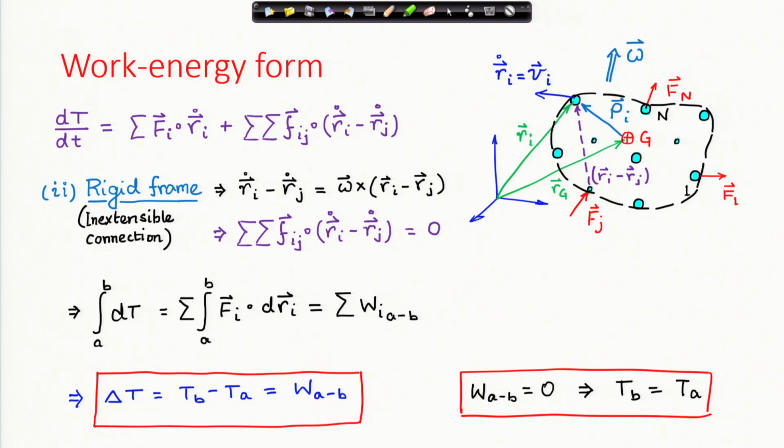Now, we have considered these two situations where the second term on the right hand side drops off, either there is no interaction or the particles are connected by a rigid frame. In that case, the second term drops off, but where is the second term relevant? This question naturally arises. This second term is relevant for flexible bodies, because for flexible bodies it is not guaranteed that the relative velocity is orthogonal to the internal force vector direction. Okay, so there can be storage of energy.